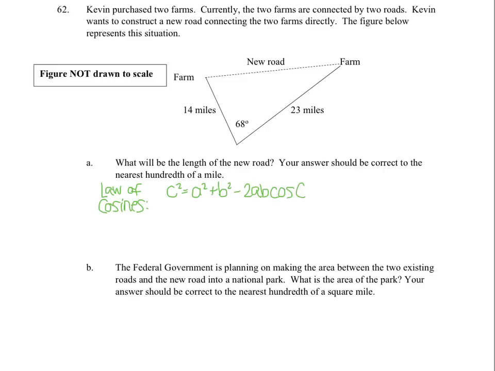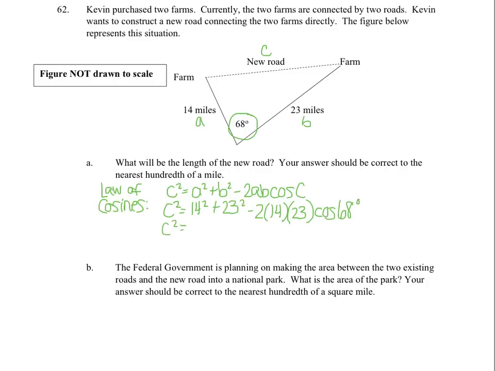So we know that it doesn't matter what side's A, what side's B. We can call this A, we can call this B, but this is going to be C because that's what we're trying to solve for. So this is our angle C. So c squared is going to equal 14 squared plus 23 squared minus 2 times 14 times 23 times the cosine of 68 degrees. I highly recommend that you do this in parts.